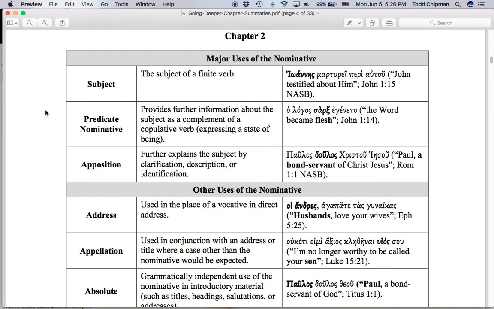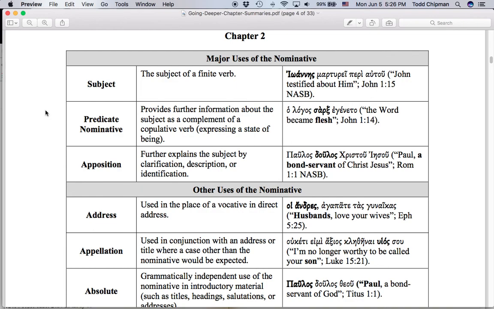And again, ha logos sarx egeneto, the word became flesh. Ha logos. Neither of these is a pronoun, so we look to the articular noun, ha logos, the word became flesh. Ha logos then would be, yes, the subject, and sarx, the predicate nominative.